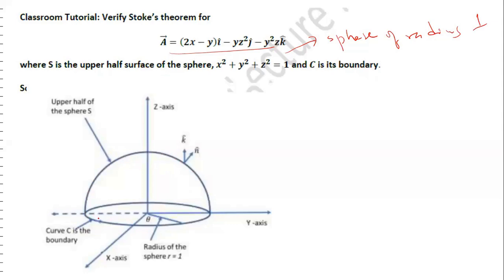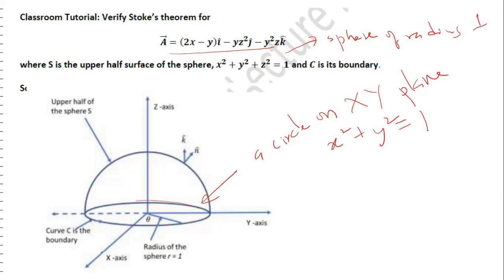The boundary of this surface here is a circle on the xy plane. So what is the equation of this circle? The equation of this circle is x square plus y square equal to 1, because on the xy plane z is 0. So the curve, which is the boundary of the surface under consideration, is a circle of radius 1, x square plus y square equal to 1.